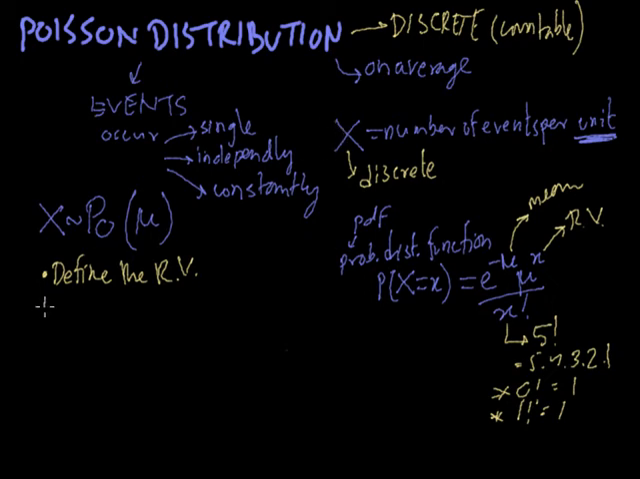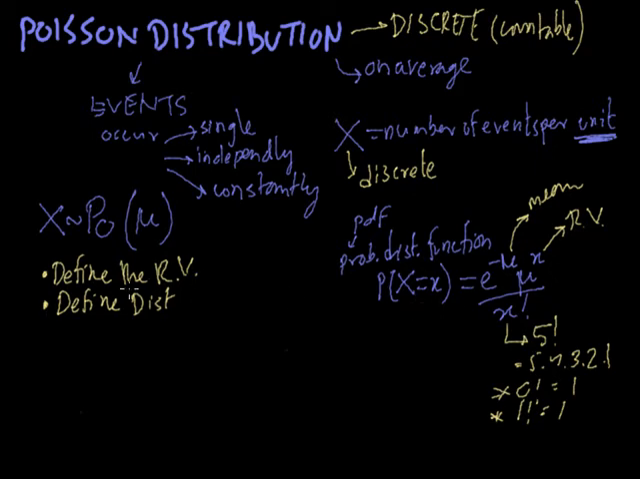The next thing that we have to do is define the distribution itself. Defining the distribution means we have to write it like this: what is the value of the mean? This is defining the distribution. And of course after this we can do the probability, and most of the time we have to use the table, not the formula.